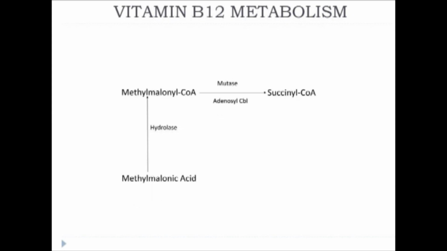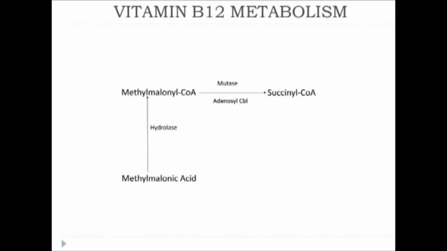Now, the second pathway I want to examine involves vitamin B12 metabolism. This particular pathway, called the methylmalonic acid pathway, is strictly limited to the involvement of B12. And we can see how methylmalonyl-CoA, through the enzyme hydrolase, becomes methylmalonic acid. And we see how methylmalonic acid, through the involvement of mutase and also of cobalamin, becomes succinyl-CoA.